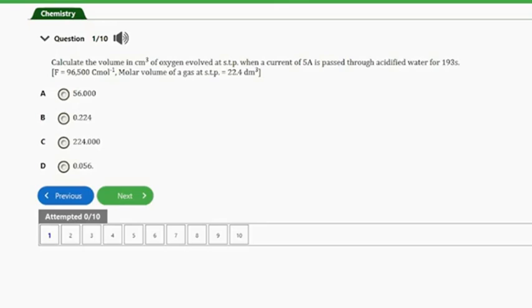The question says, calculate the volume in cm cube of oxygen evolved at standard temperature and pressure when a current of 5 amperes is passed through acidified water for 193 seconds. We are given the value for the Faraday and the molar volume of a gas at standard temperature and pressure. So let's quickly go ahead and solve this together. We're going to zoom into our workspace, and the first thing is to understand what actually happens in this situation where oxygen will be liberated.